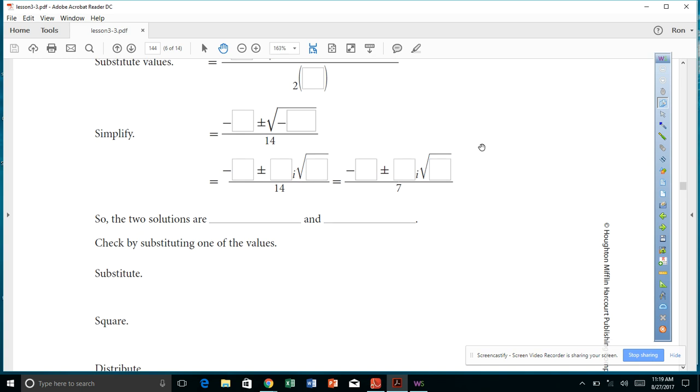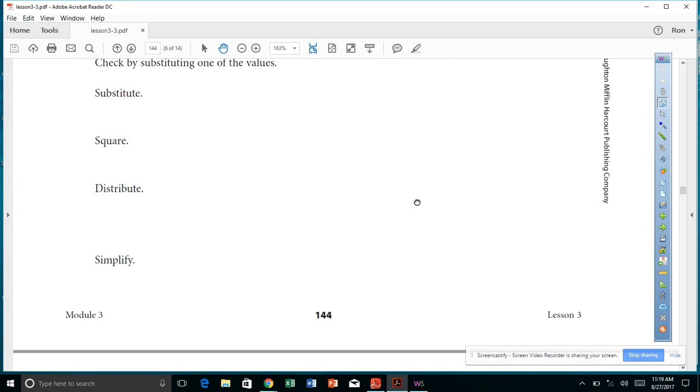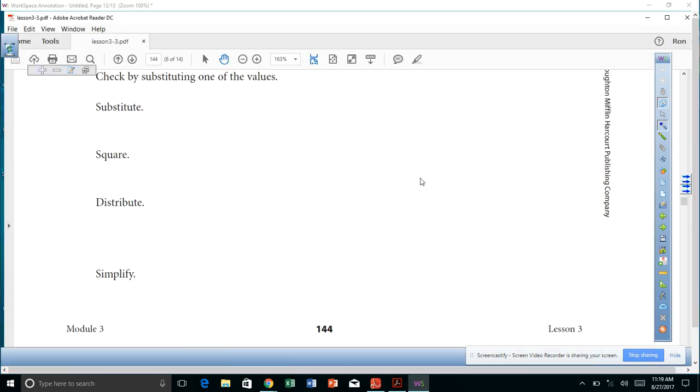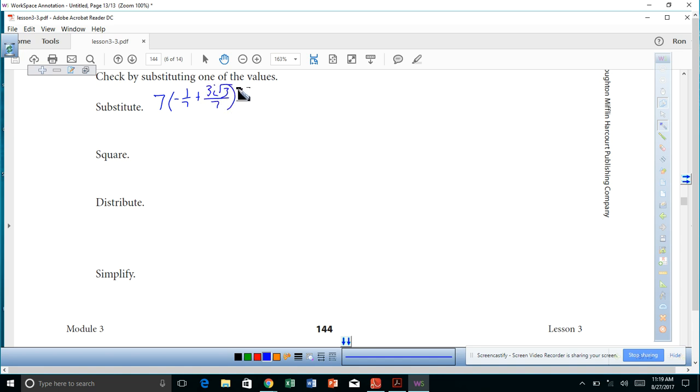Now we got to check them. Check by substituting one of the values. So let's do the plus one in. So we're going to have 7 times, and we've got negative 1/7 plus 3i, the square root of 3 over 7, and that's going to be squared, plus 2 times negative 1/7 plus 3i, the square root of 3 over 7, and then we got plus 4, and we're going to check and see if that equals 0.